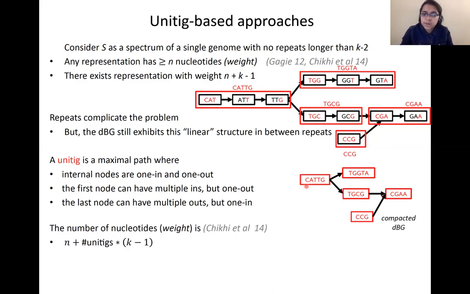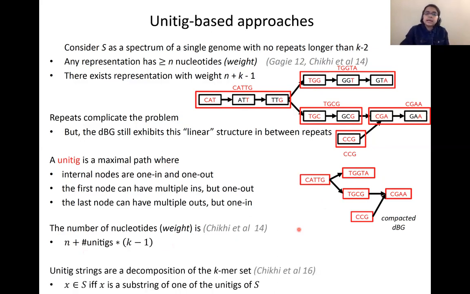And when we replace those paths with a single vertex and get a graph like this, we call it a compacted De Bruijn graph. Here, the weight is determined by this formula, n plus number of unitigs times k-1. And like before, these unitig strings have the special property that they are a decomposition of the k-mer set. That means if there's a k-mer in this set, say for example CAT, it's also going to appear as a substring of one of the unitig strings here.